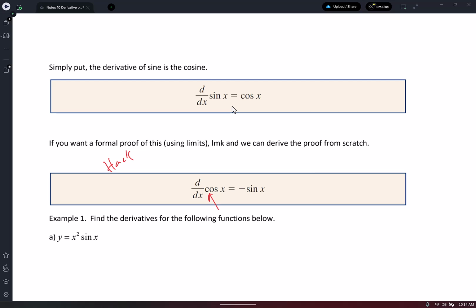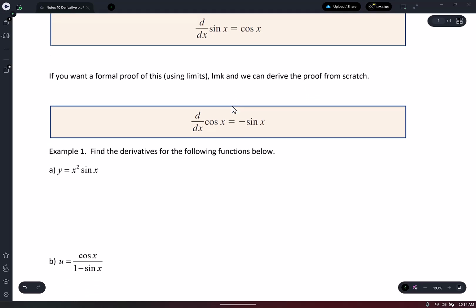If it's a trig function and it starts with a c, it's going to be negative. You don't even know the derivative of cotangent yet, but I bet you know it's going to be negative. You don't know the derivative of cosecant yet, but I bet you know it's going to be negative. So if it's a trig function and it starts with a c, it's going to be a negative. So there's your hack. Cool or not cool?